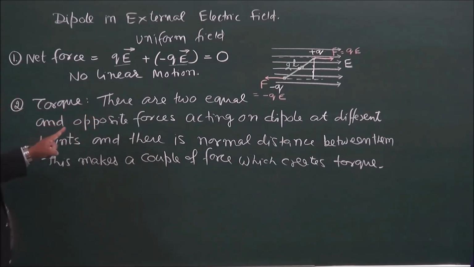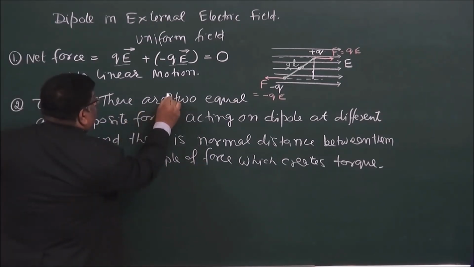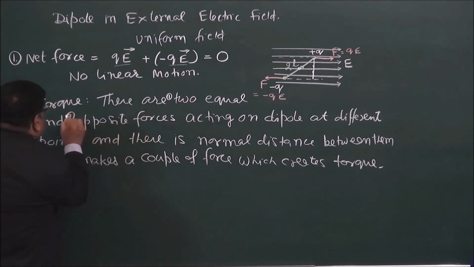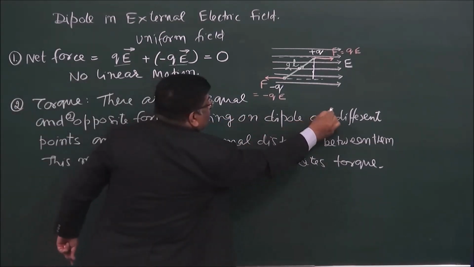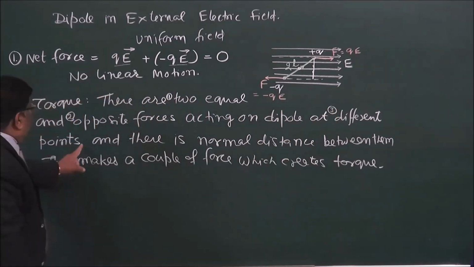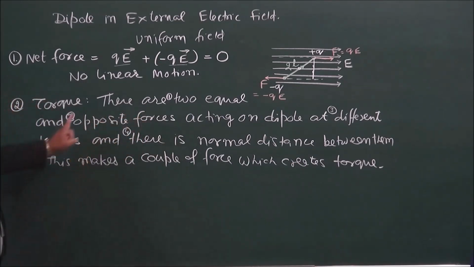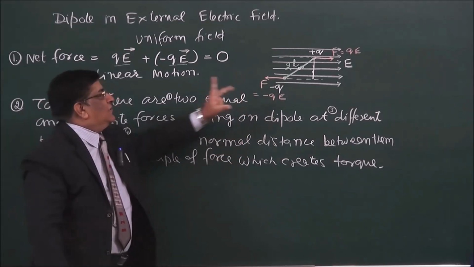There are two equal and opposite forces acting on the dipole at different points, and there is a normal distance between them. Number one, two equal forces. Number two, they should be opposite, acting on the dipole at different points. This is condition number 3, and there is a normal distance between them. All four conditions are fulfilled to make them a couple of forces, which will create a torque. So a torque is created on it.